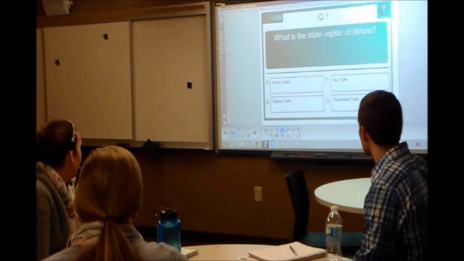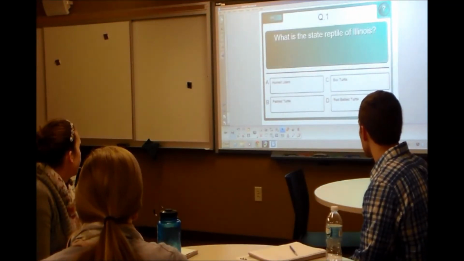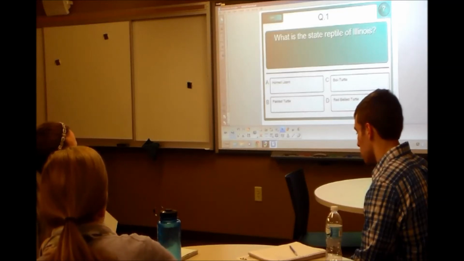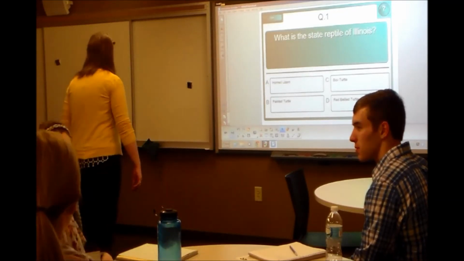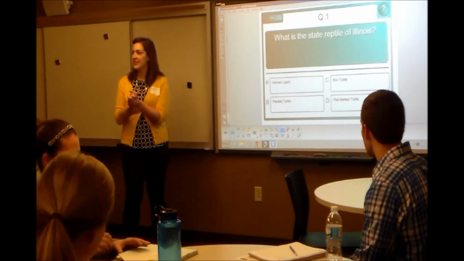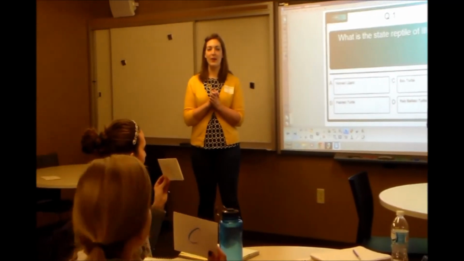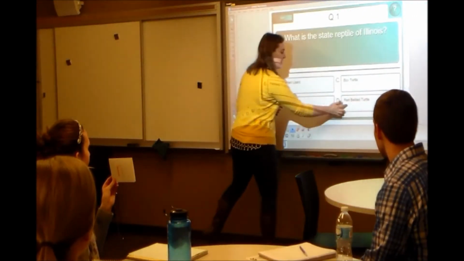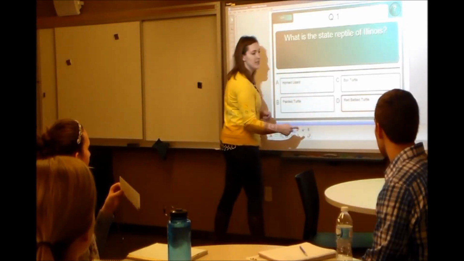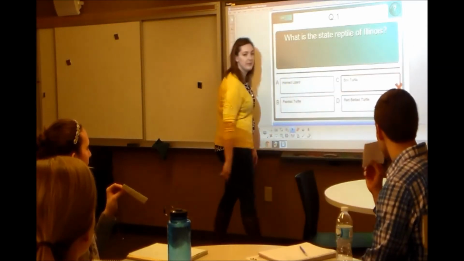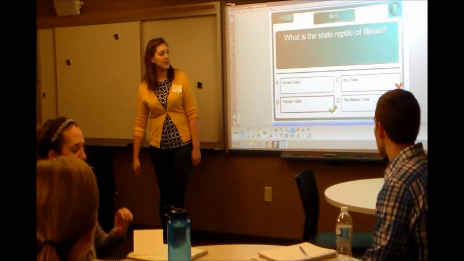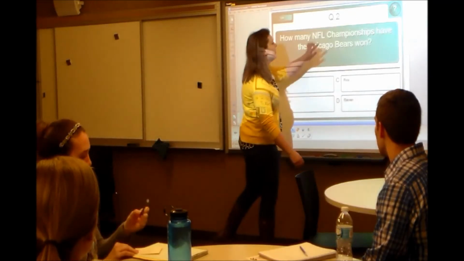What is the state reptile of Illinois? The horned lizard, the painted turtle, the box turtle, the red-bellied turtle. Think it over. Wow. Show me your answers. Holy moly, we're all over the place. I see B's, C's, and a D. Let's start with D. D is not right. Sorry, D. C? Not right. Looks like we're down to B's. B is correct. Those of you who know that, I salute you.